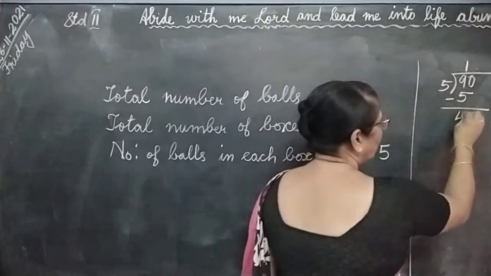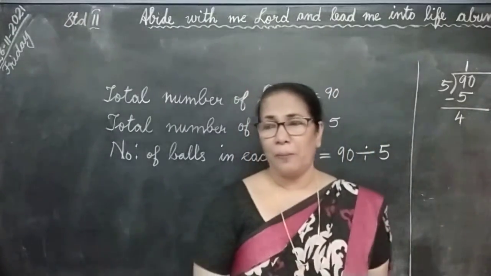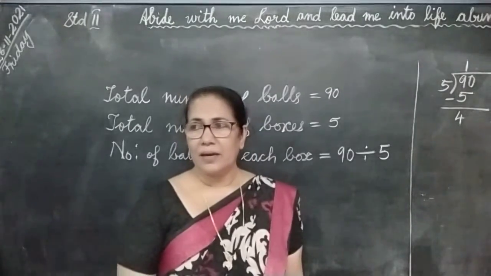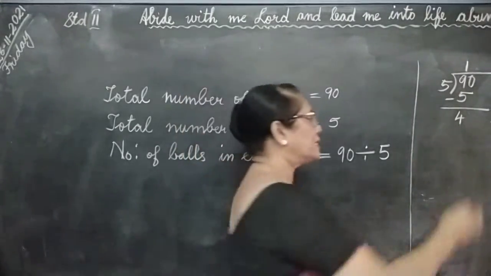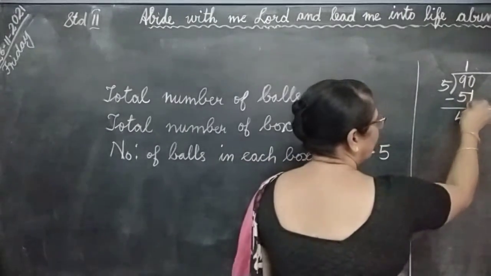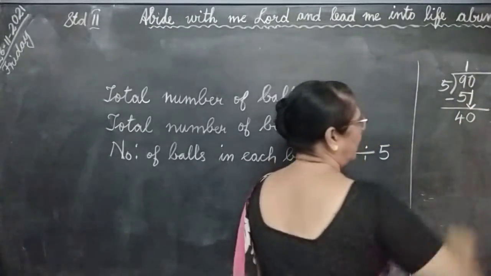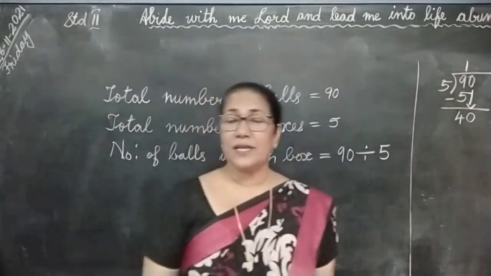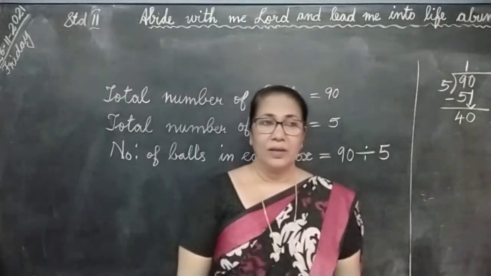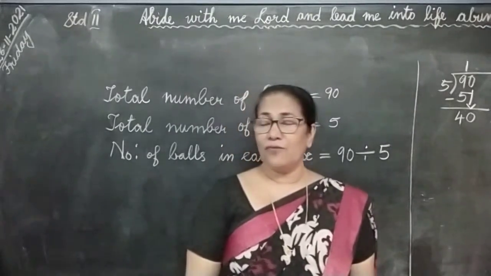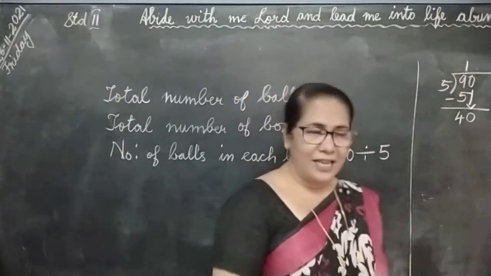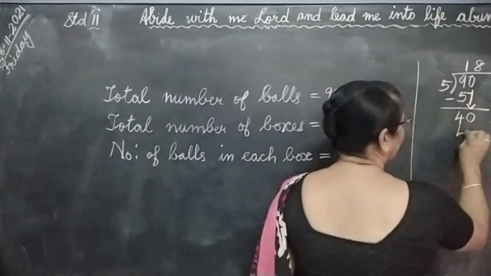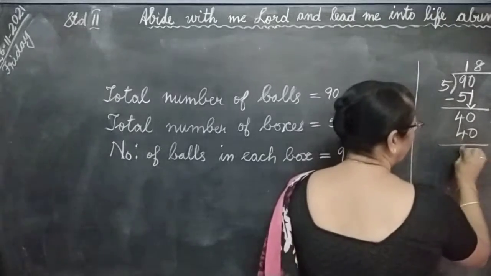4. Now what is the next step? What do you have to do? Yes, bring the 0 down. Make it 40. In 40, how many 5s are there? 8. Very good. 8 fives are 40. 40 minus 40 is 0.